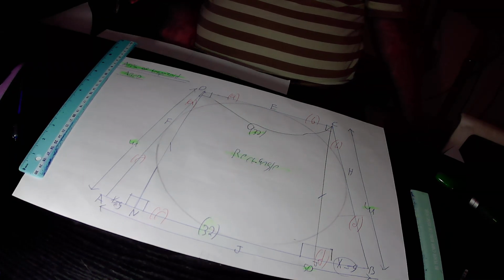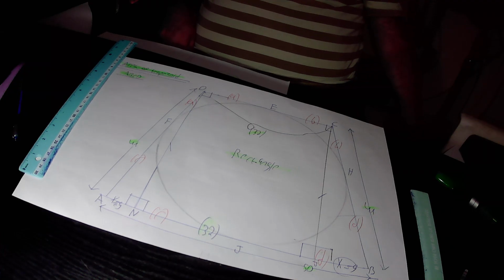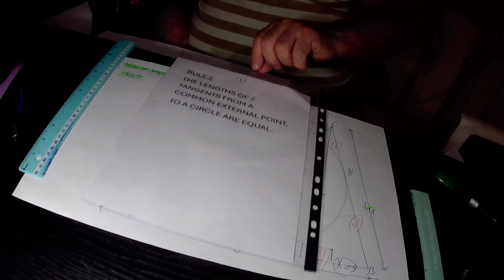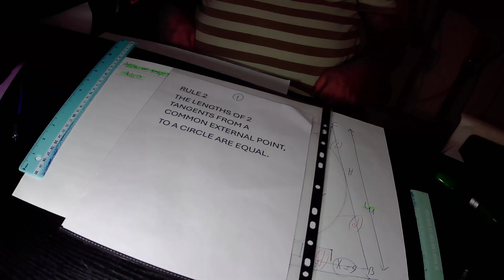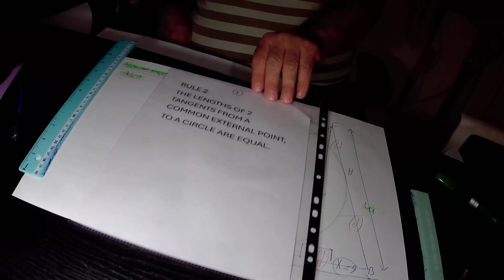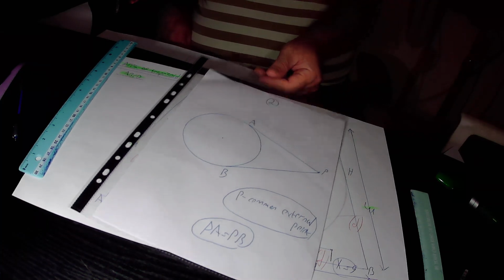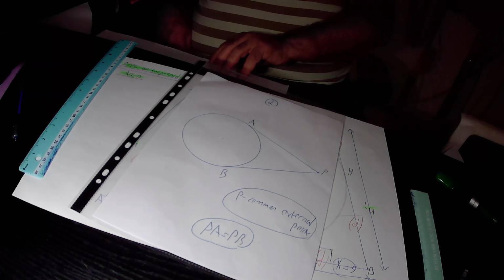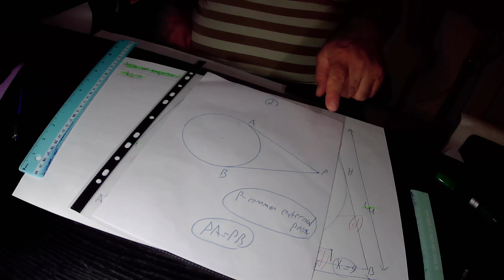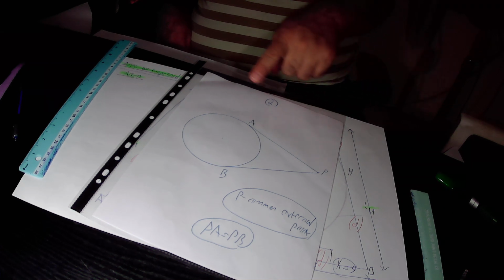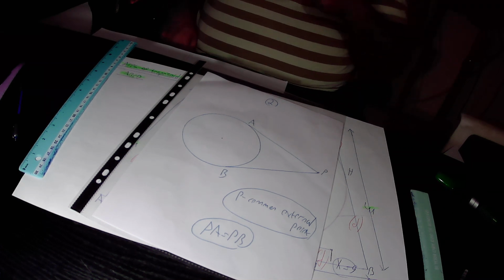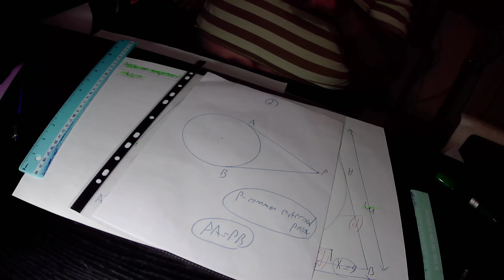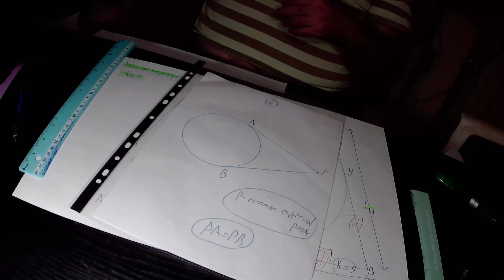In the next step, we implement rule 2 in our drawing. According to rule 2, the lengths of two tangents from a common standpoint to a circle are equal. So in the drawing we have a circle. This is the common standpoint, point P. From this common standpoint, point P, we have two tangents to the circle, tangent PA and tangent PB. And according to rule 2, they are equal to each other. That is to say, PA equals PB. So we can actually implement rule 2 in our drawing.